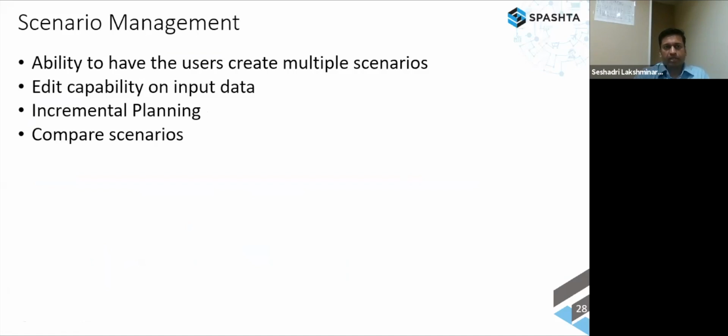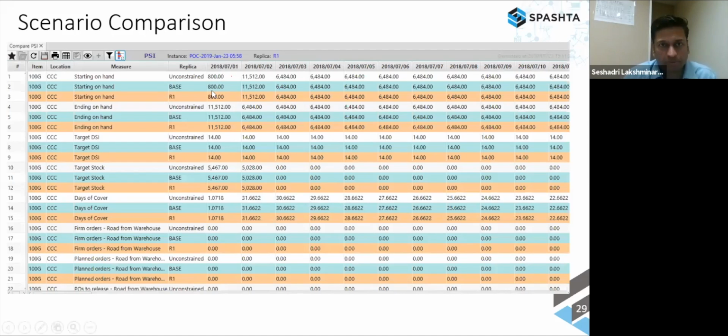scenarios, right? So a quick screenshot of it could be as simple as this, where I have three scenarios now, three replicas, and I've run the plan. In some cases, there could be some difference. I don't know, maybe not. But I'm able to see what my on-hand, DSI, firm orders, all those things are in one shot across all those scenarios. This is something that planners would love to have.